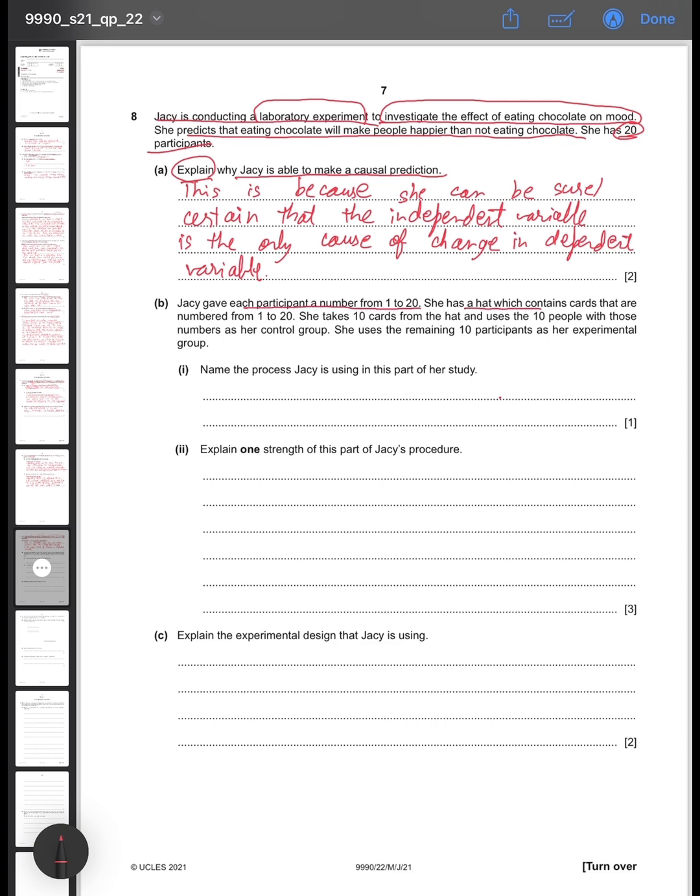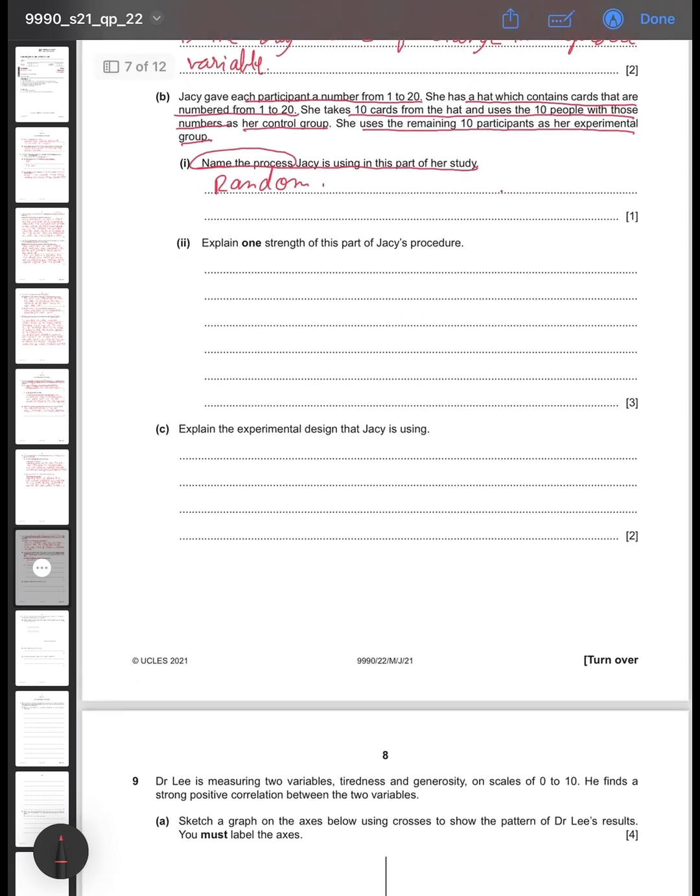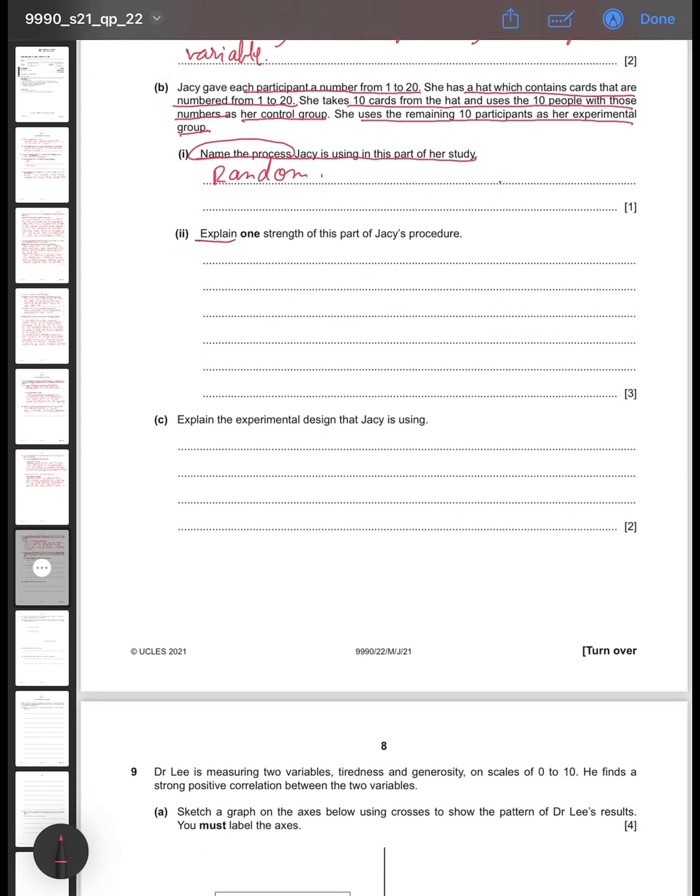Now it says JC gave each participant a number from 1 to 20. She has a hat which contains cards that are numbered from 1 to 20. She takes 10 cards from the hat and uses the 10 people with those numbers as her control group. She uses the remaining 10 participants as her experimental group. Name the process JC is using in this part of the study. So you need to name the process. So this is known as a random process or random sampling.